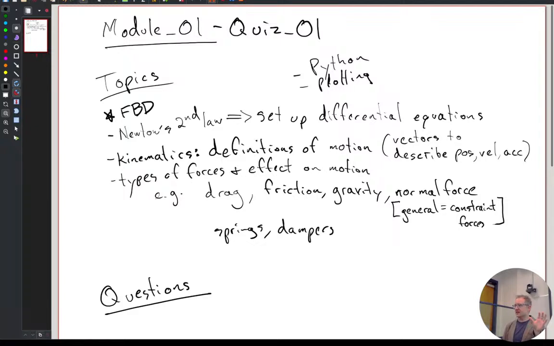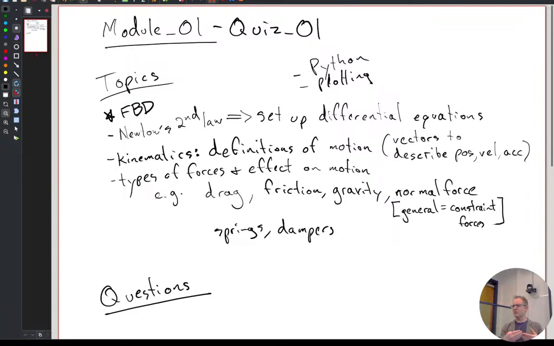And each of those had a different kind of effect on motion, right? Friction is a constant change in acceleration. It slows you down by a constant amount. Gravity, constant acceleration, always pointing down.